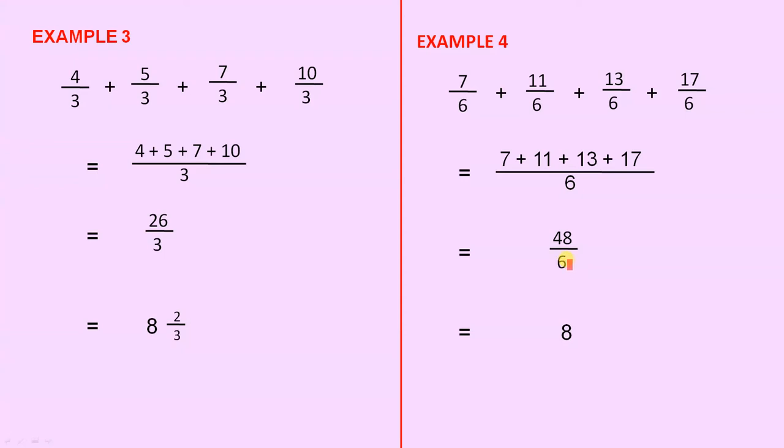Now let's see what happens when we divide 48 by 6. 6 into 48 goes 8 times exactly. So if you know your 6 times tables, you know that it goes 8 times exactly and there are no remainders. So sometimes you'll get an answer where there are no remainders.